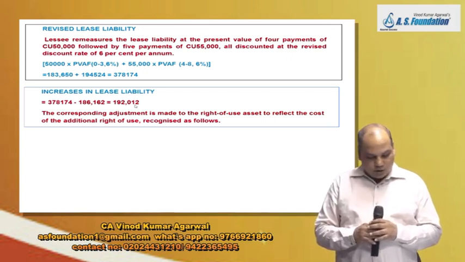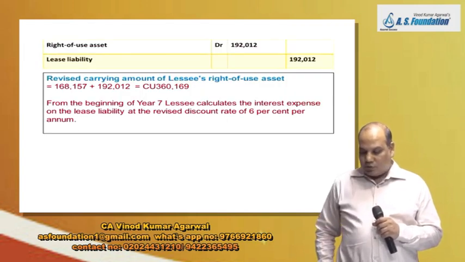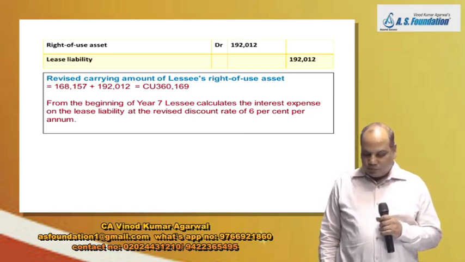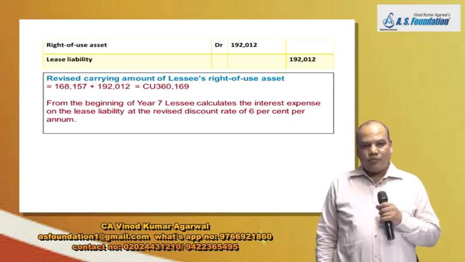Right to use asset account debit. In your book I have written the entry also. Right of use asset account debit 192,012 to lease liability 192,012.